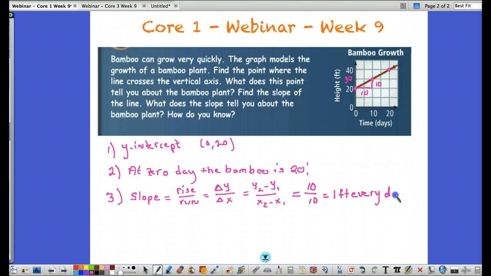So can you guys imagine that with a plant? That would be a very fast growing plant. 1 foot, you wake up the next morning and it's another foot tall. Kind of crazy. Don't plant any bamboo. That would be a crazy plant. All right, you guys, good job.